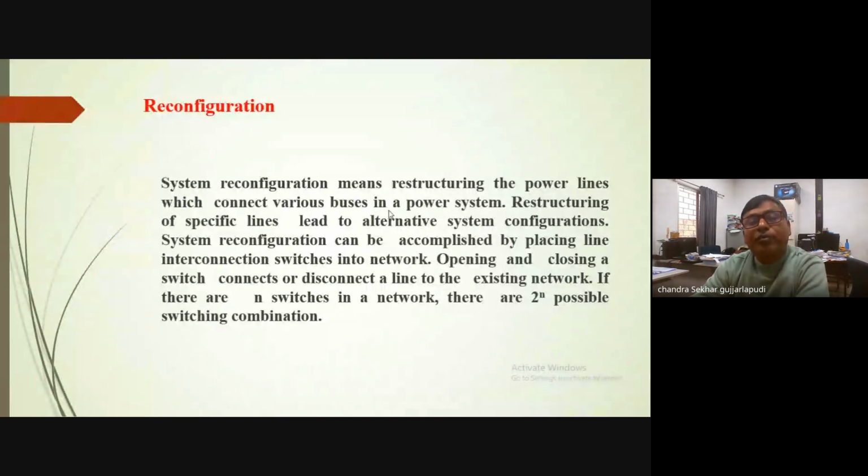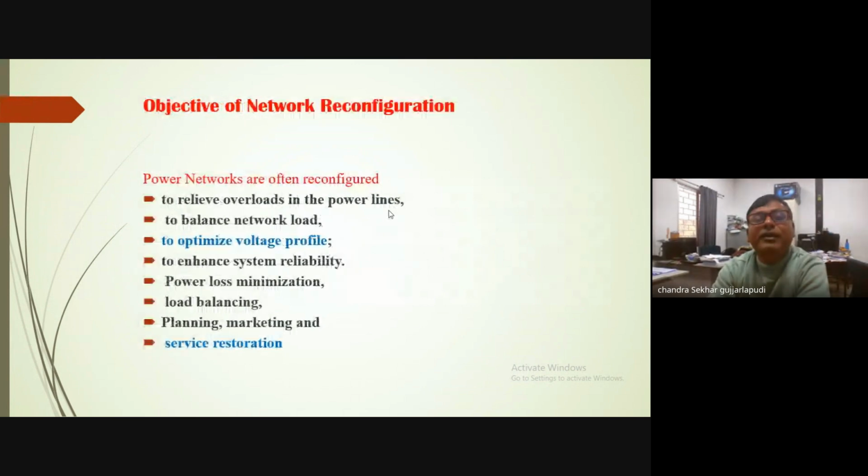So using that reconfiguration technique, finding the one optimal network for which we have higher voltage stability or a higher voltage level is one challenging task for power engineers. So in this aspect, power engineers are nowadays utilizing different techniques.